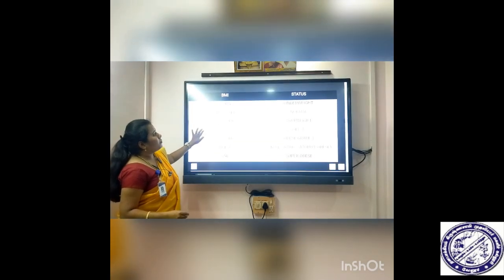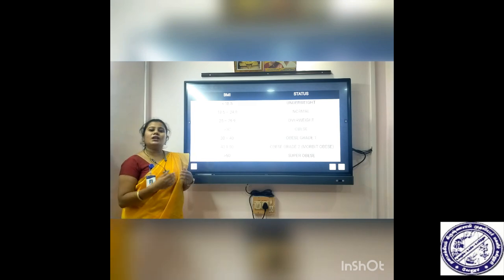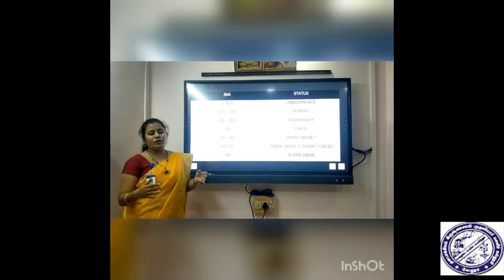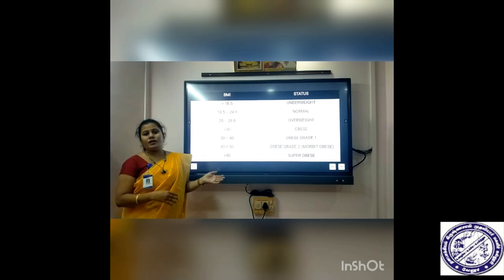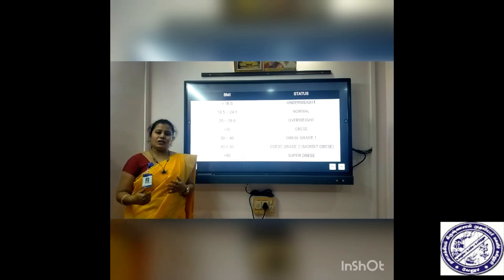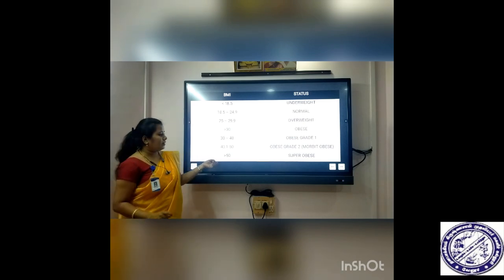If the person's BMI is below 18.5 kg per meter square, he comes under the underweight category. If it is 18.5 to 24.9, he will be in the normal category. If it is 25 to 30, it will be overweight. And if it is greater than 30, he will come under the obese category. If the patient or client comes under the obese category, we need to find the adjustable body weight also. I'll explain the calculation in the later slides.